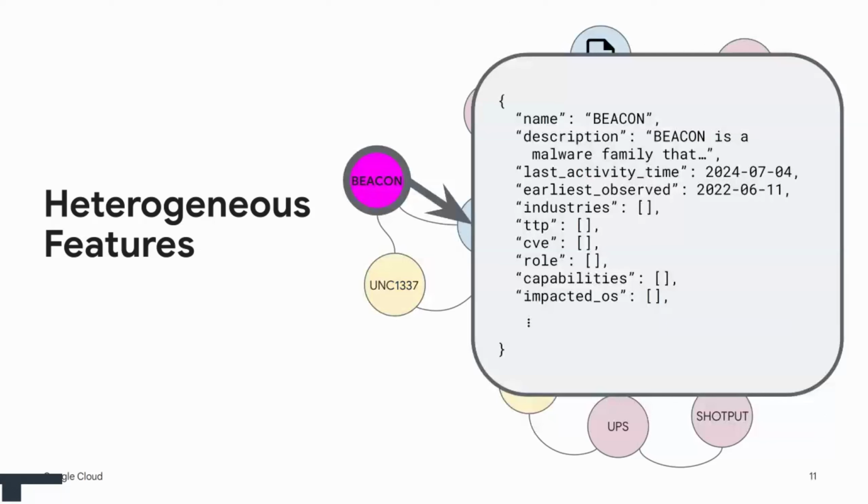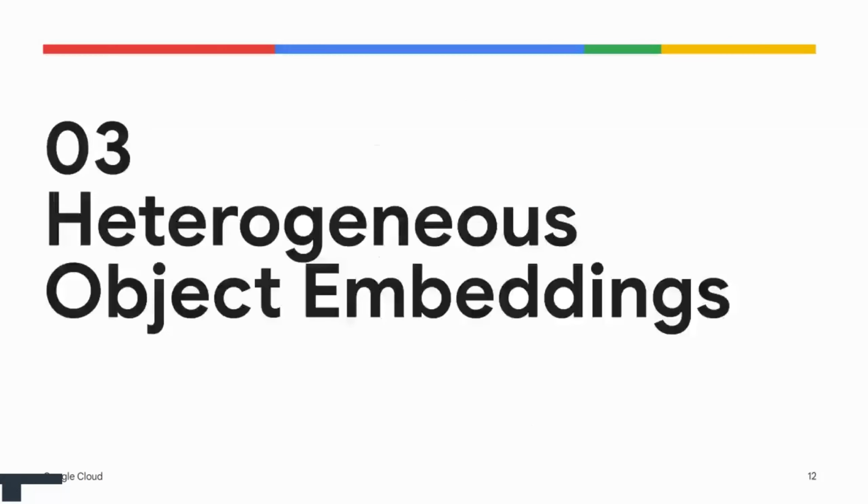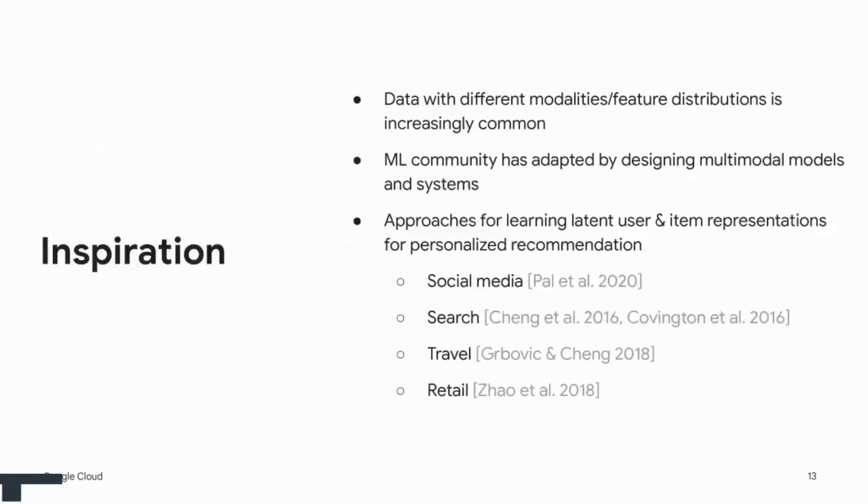So for example, for the malware family Beacon, we see some of the same observations, like industries Beacon has been used to target in the past, the TTPs and vulnerabilities it exploits. But then we have new features like malware role, capabilities and impacted OS, right? So is this a ransomware or botnet, whatever this might be. Okay. So I hope I've sold you the idea of heterogeneity in threat intelligence data, right? Heterogeneous objects with different features, different feature distributions. So we're going to approach this with heterogeneous object embeddings.